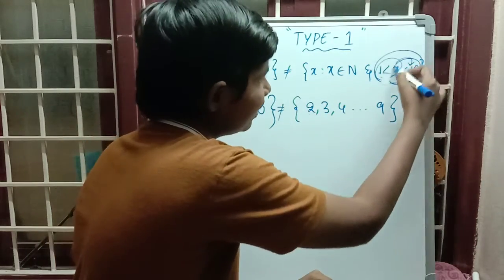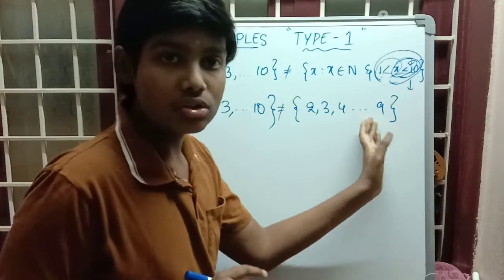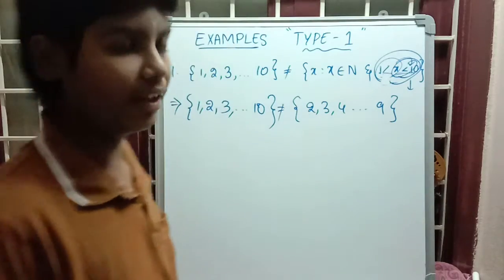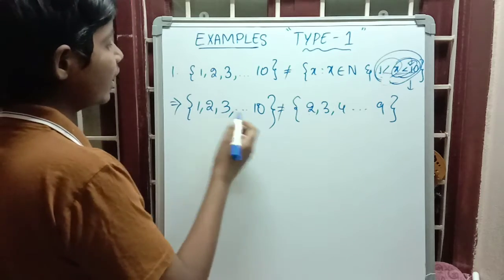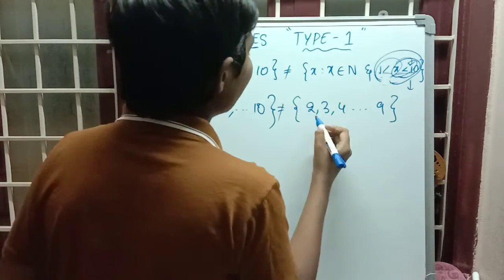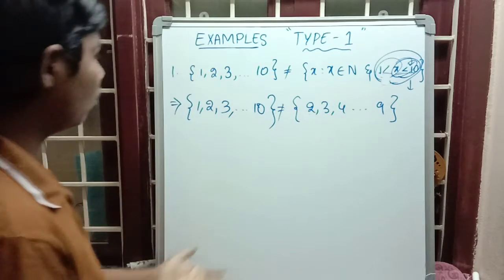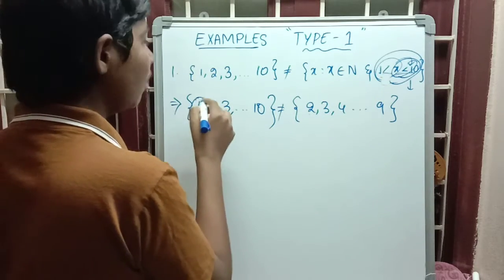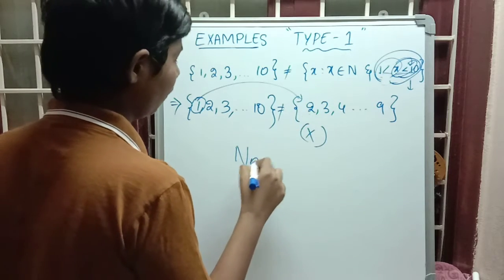And x is less than 10 is given. X is less than 10, so up to 9. 10 will not come here. In the first set, numbers start from 1, 2, 3 to 10. Here it starts from 2, 3, 4 to 9. Both are not equal here. Not equal sets: 1 is there in one, but here 1 is not there. So not equal.